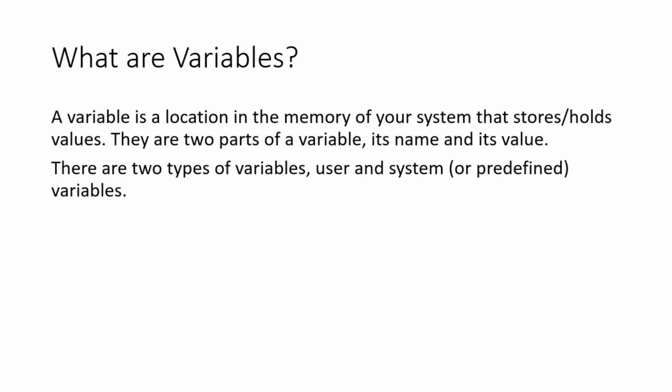Let's move over to the next topic, variables. A variable is a location in the memory of your system that stores or holds values. There are two parts of a variable, its name and its value. There are two kinds of variables: user variables and system or predefined variables.